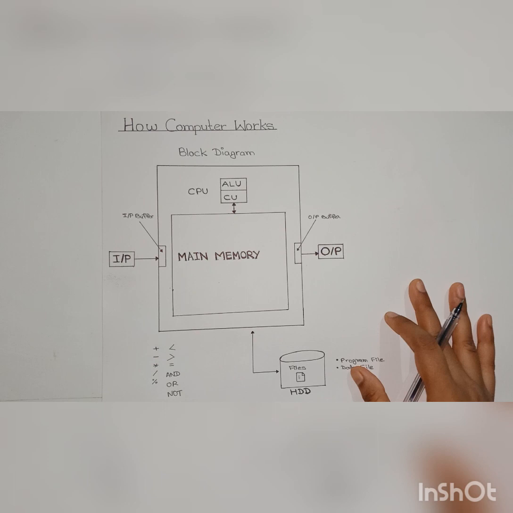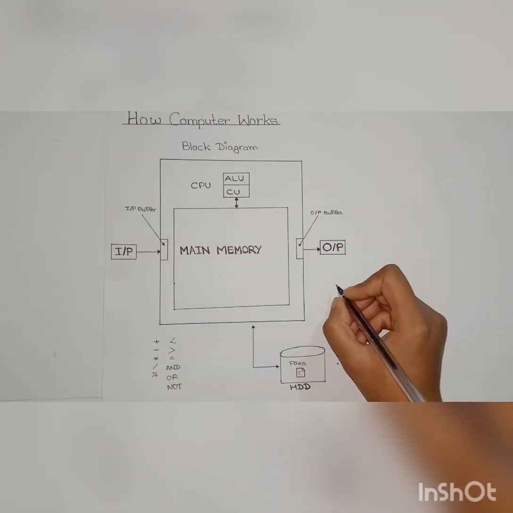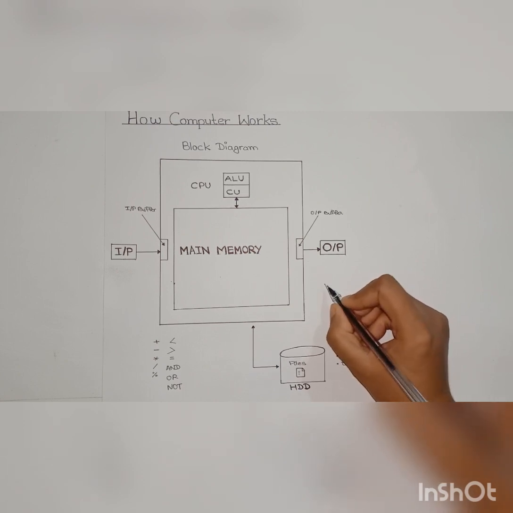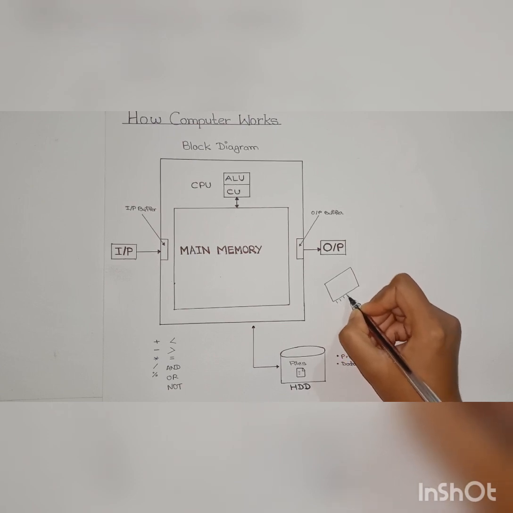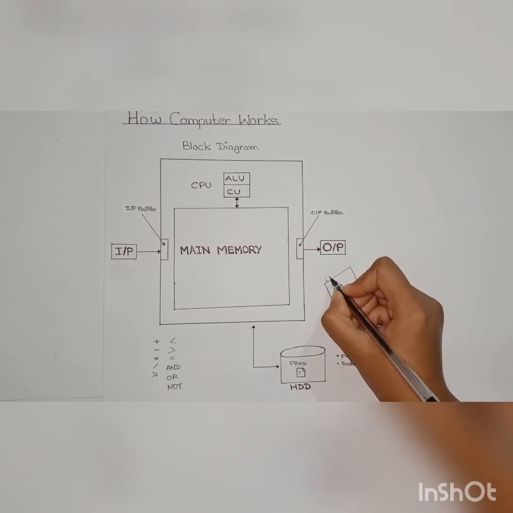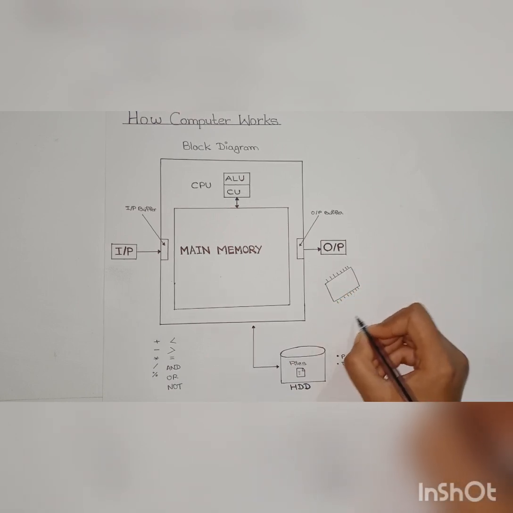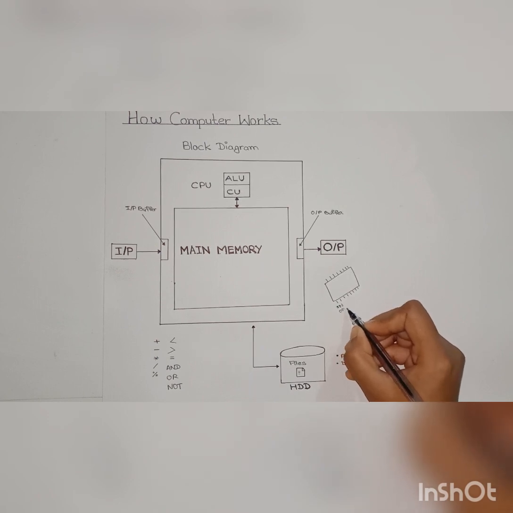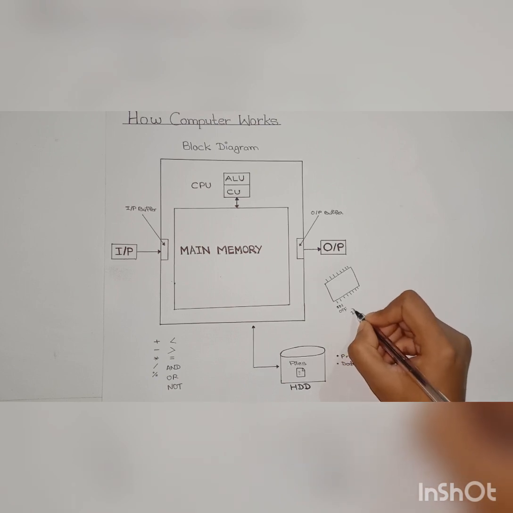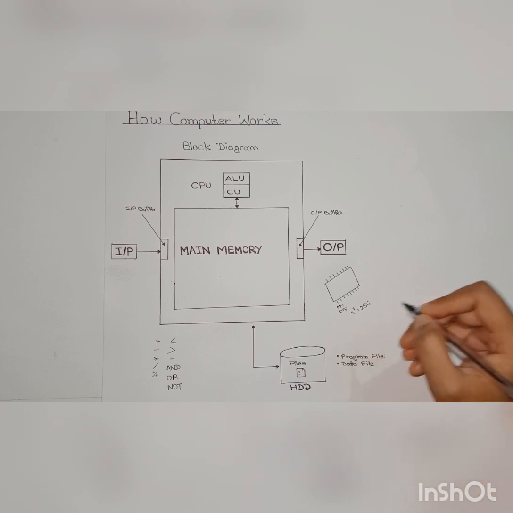So let us take an example of an integrated circuit. An integrated circuit has 8 pins, and each pin can be on or off. So it can have 2 to the power 8, that is 256, different instructions or commands or messages.